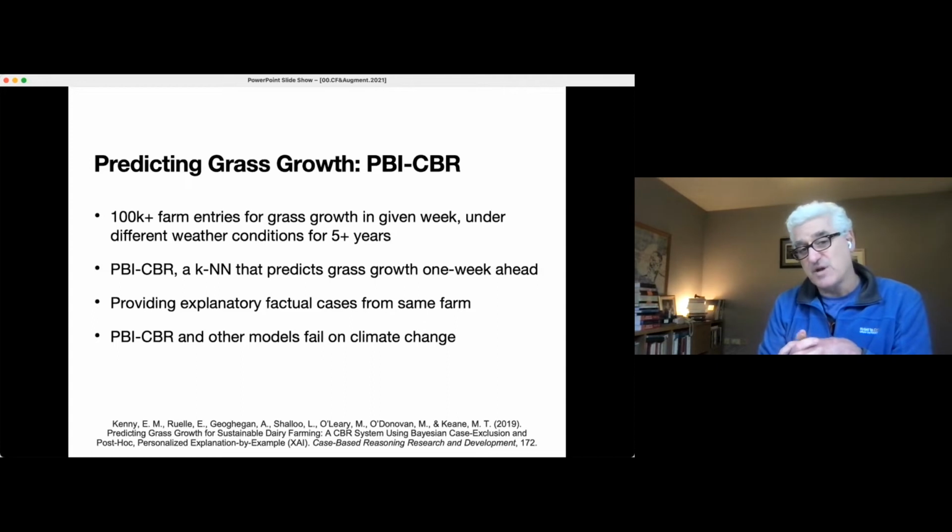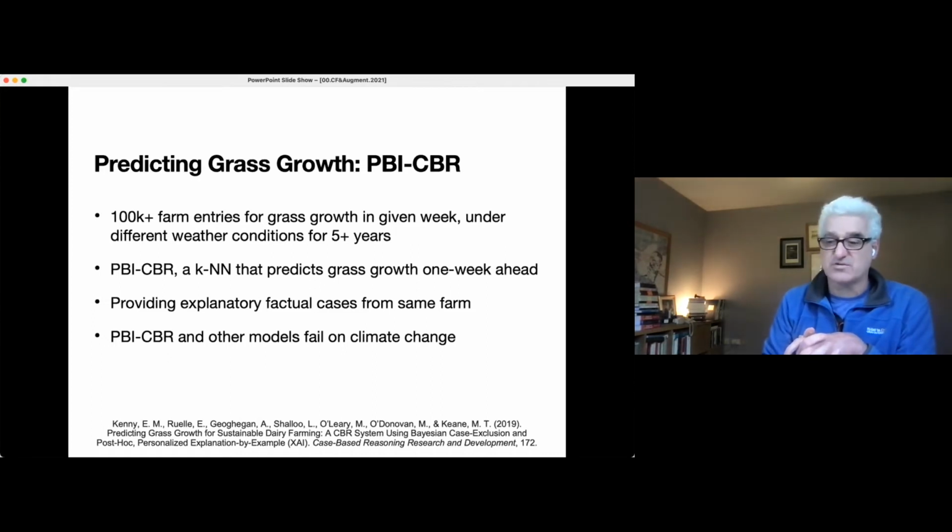And because it was a CBR system, we could explain the outcome of these predictions in a factual way rather than a counterfactual way. So in other words, we could say to a farmer, the reason why we're predicting this is that this looks like a week you encountered 2 years ago in spring when the temperature looked like this and the grass growth was this. And that was our form of explanation in that model.